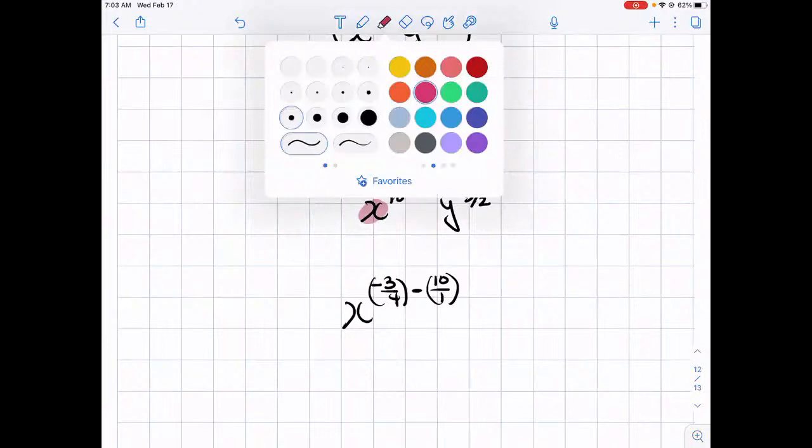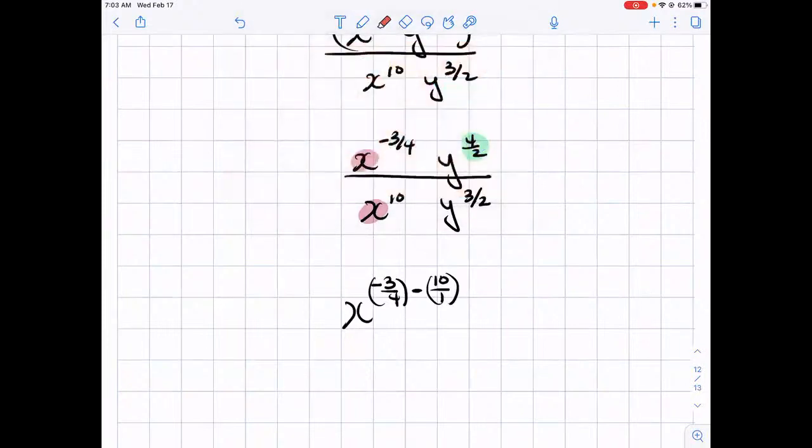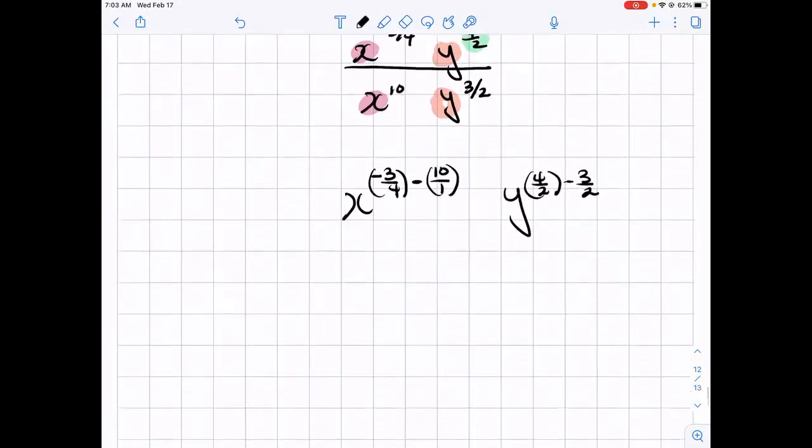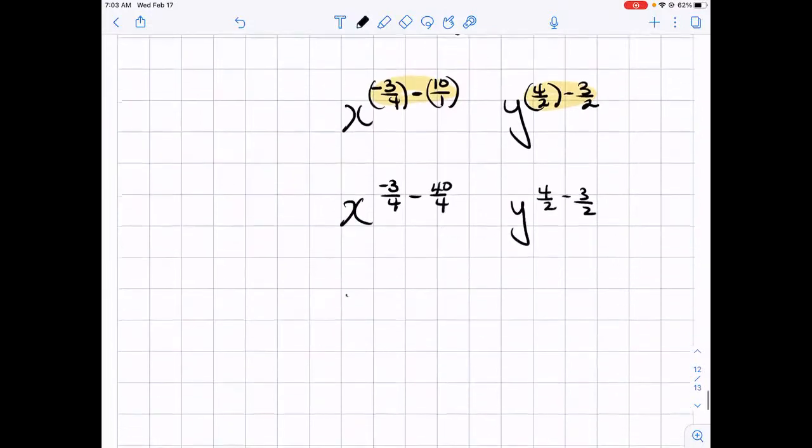And also note that this base is the same as that base. So this becomes y to the 4/2 minus 3/2. Now what we have to do is combine these two fractions and both x and y's. So we have x, the common denominator is 4. So this is a -3. And then this becomes 40. And then with the y, common denominator we already have. So it's 4 over 2 minus 3 over 2. So this becomes x.